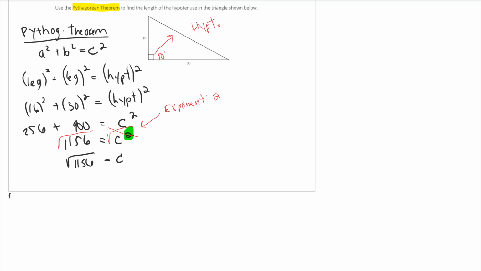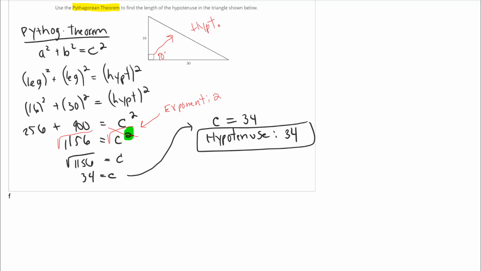So now if I just plug this into my calculator, the square root of 1156, I'm going to get 34 is equal to c. So since my c is equal to 34, I know that my hypotenuse in this triangle that was given is equal to 34. And so that would be my final answer.